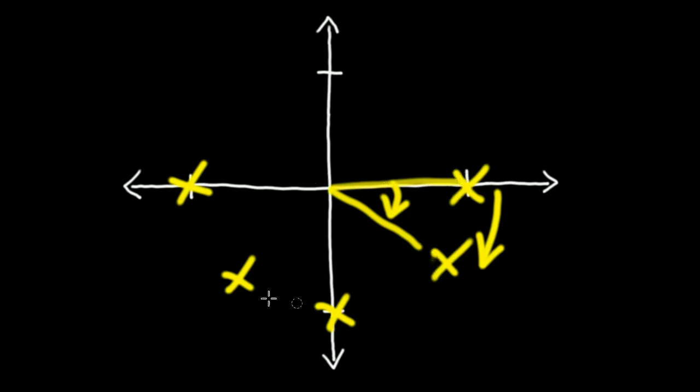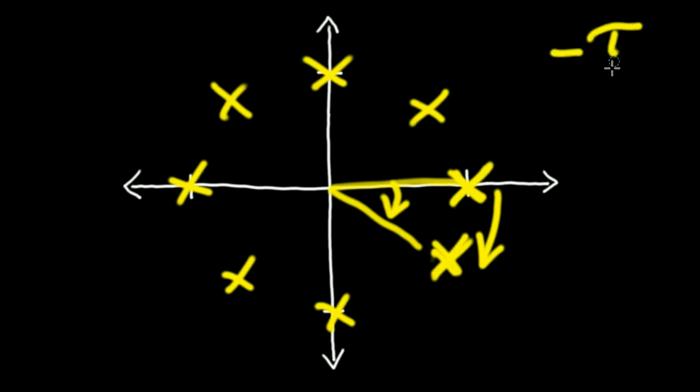So what is the frequency of this signal? 1, 2, 3, 4, 5, 6, 7, 8 samples around the unit circle, and then it repeats itself. Well, I would say that's negative tau over 8. That's the frequency. But hang on a minute. How do we know that this signal is actually going around in the negative direction, or the clockwise direction?